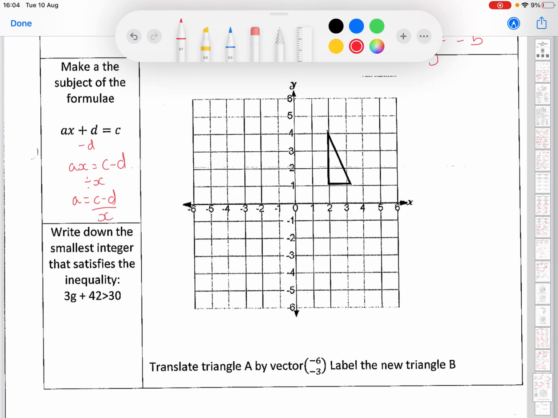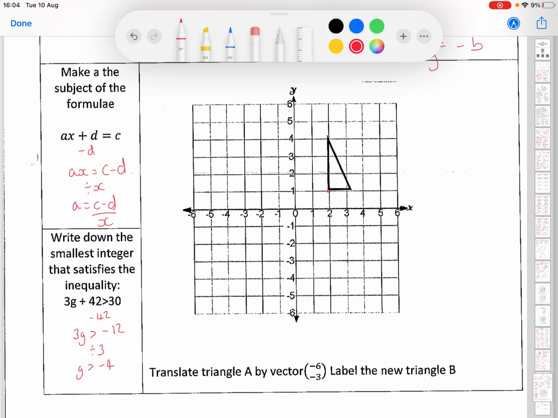I'm just going to do the integer one first. Write down the smallest integer that satisfies the following equation. So we've got to first get rid of our 42. So if I subtract 42, I'm going to be left with 3g is going to be greater than minus 12. Then if I divide by 3, I've got g's got to be greater than minus 4. So it's going to be minus 4.